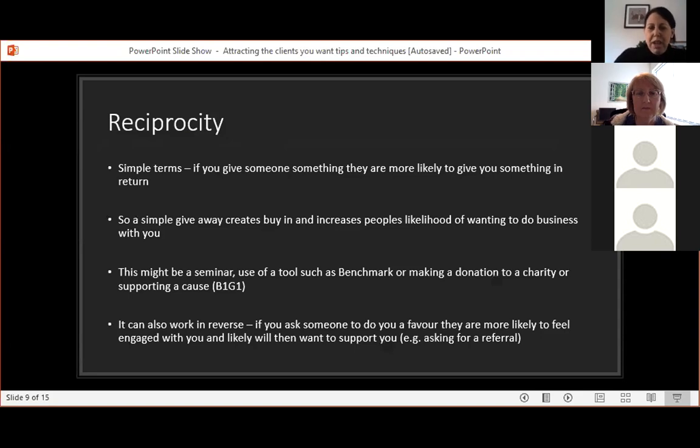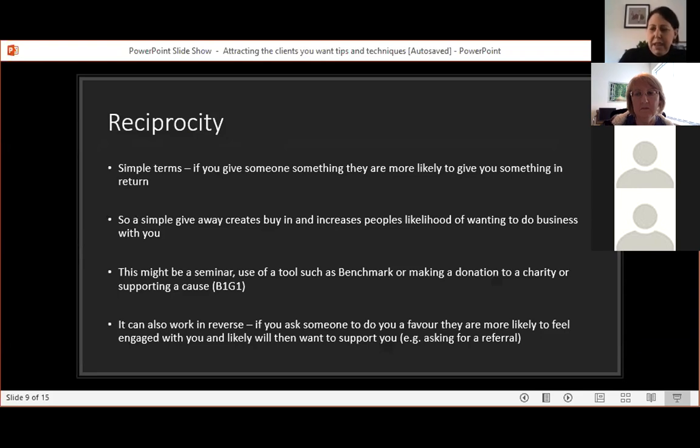It can also work in reverse, which is a really interesting one here. If you ask somebody to do you a favour, they are still more likely to ask you to do something for them in the future. So think about things like testimonials. By asking a favour of them, they feel like they've got more buy-in with you and that they will want to do more with you.